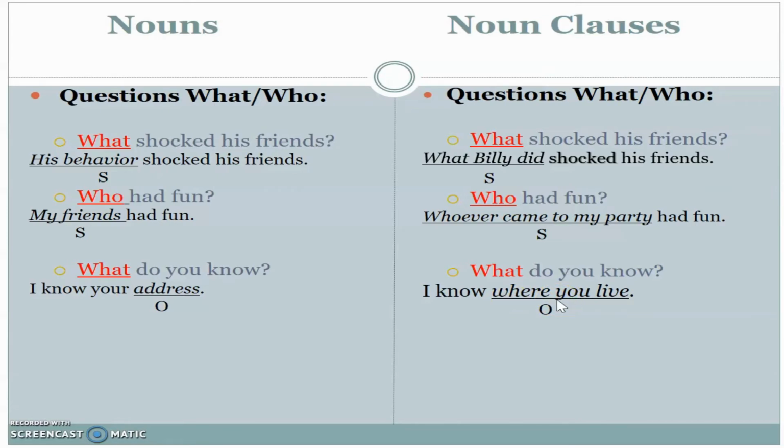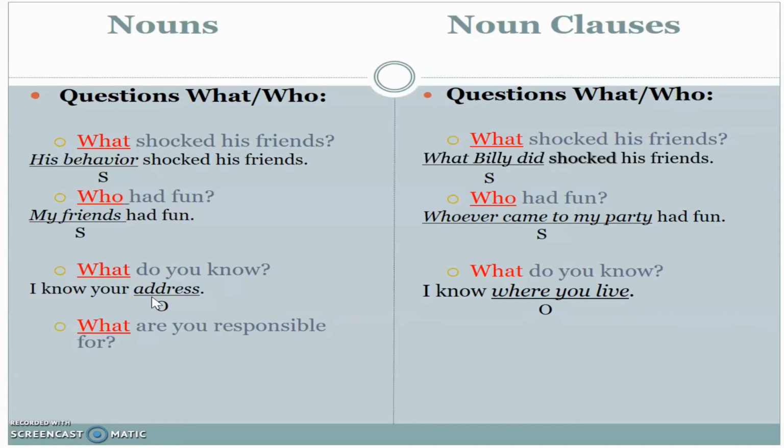And any noun clause can be replaced by a noun. So if we go back to the first sentence, what Billy did can be replaced by his action or behavior. The whole clause can be replaced by one noun. Whoever came to my party can be replaced by one noun or a pronoun. You can say friends or we or they. I know what. Where you live can be replaced by one noun or pronoun. You can say I know your address or I know it.